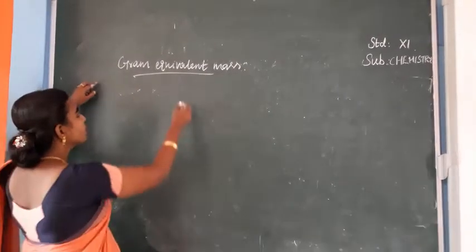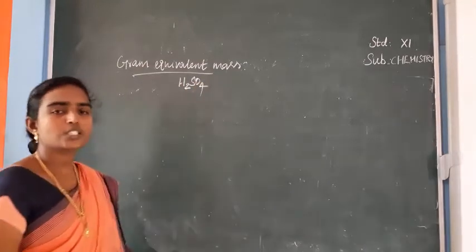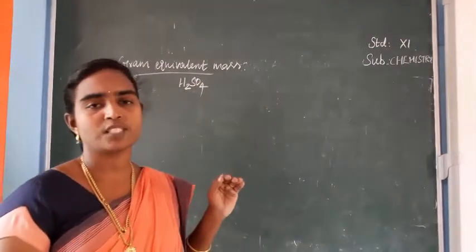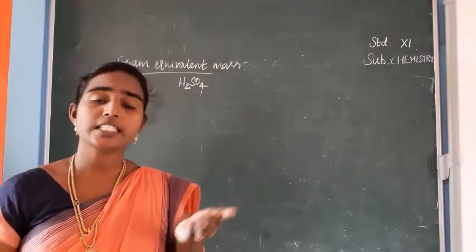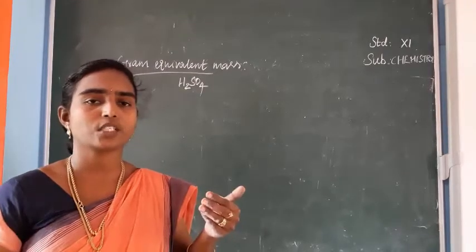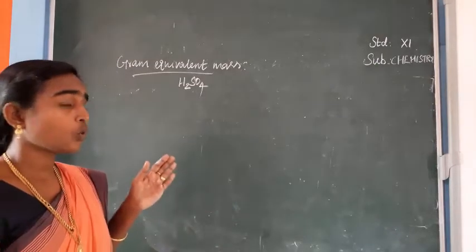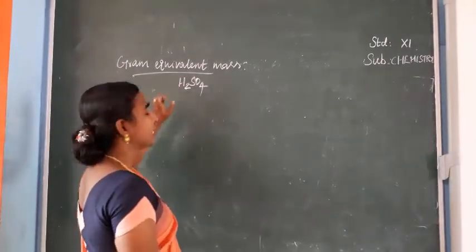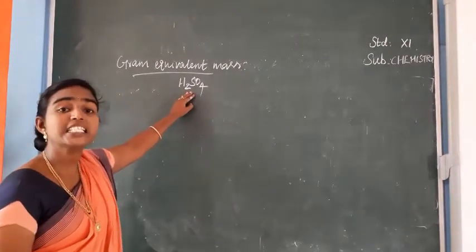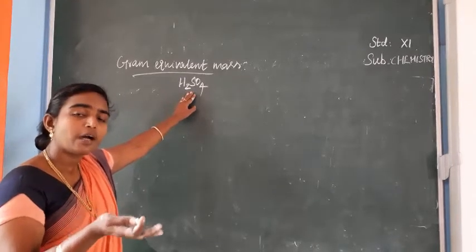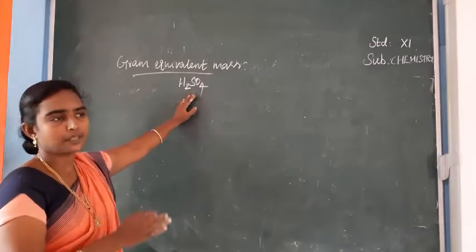For the gram equivalent mass calculation, I am going to give sulfuric acid as an example. The question will be: calculate the gram equivalent mass of sulfuric acid. Otherwise they can ask the gram equivalent mass of potassium hydroxide or potassium permanganate. Here the first one is given as an acid, so usually if an acid is there, the term basicity will be used. If we have taken a base, acidity is used.